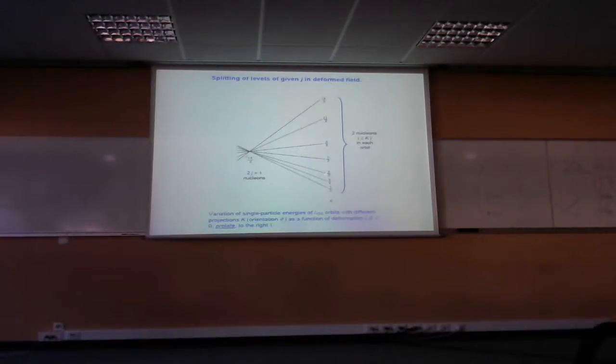So you can put 2 particles in each of these orbits. The orbits are K equals 1/2, 3/2, 5/2, 7/2, 9/2, 11/2, 13/2. That's 7 orbits. 1, 2, 3, 4, 5, 6, 7. 7 times 2 is 14. That's the same number of particles you can put in the parent orbit. Okay?